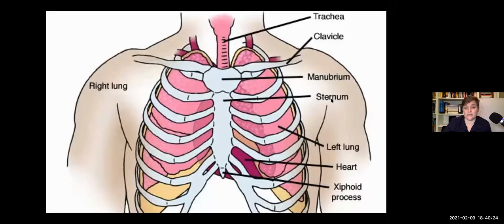Anxiety is on the list. An aortic aneurysm. Cholecystitis, the gallbladder, can radiate into the chest. Excellent.